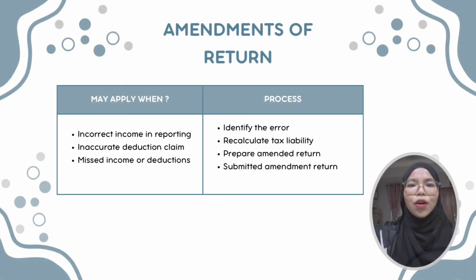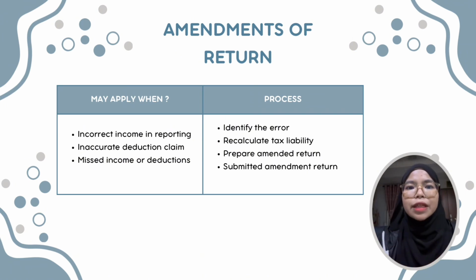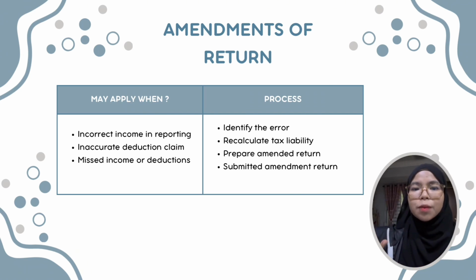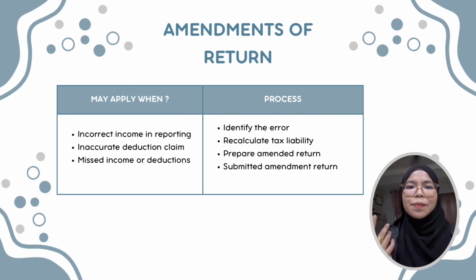The amendment of tax return is an important part of the tax compliance procedure under the self-assessment system. It allows taxpayers to correct errors or omissions made in their original tax return filing. The amendment may apply when the return has incorrect income, inaccurate deduction claims, or missed income or deductions. The process of amending a tax return is to identify the error, then the company must recalculate the tax liability, then prepare the amended return. Last but not least is to submit the amended return within the prescribed 12-month period.